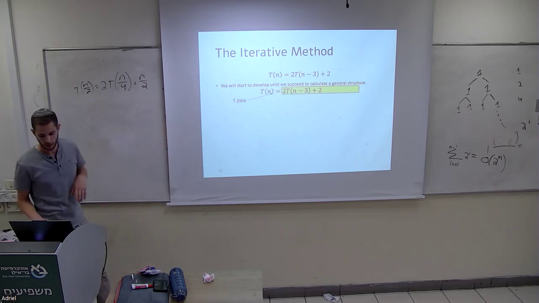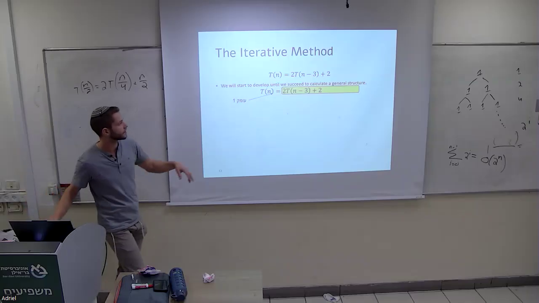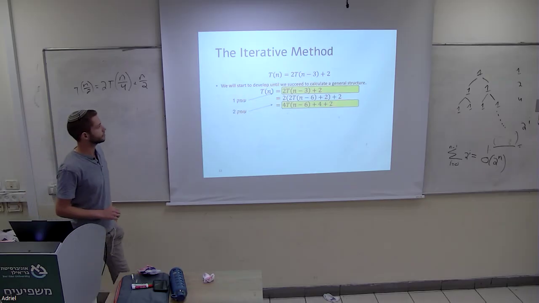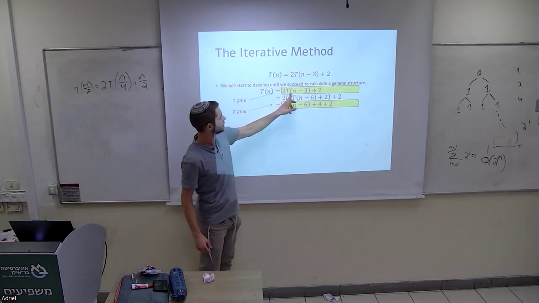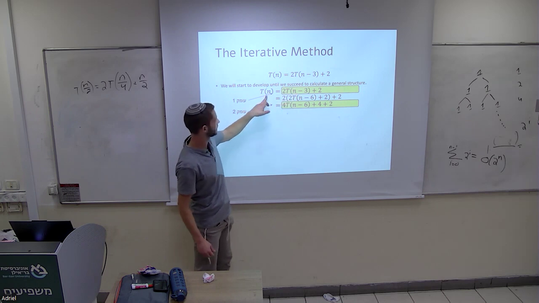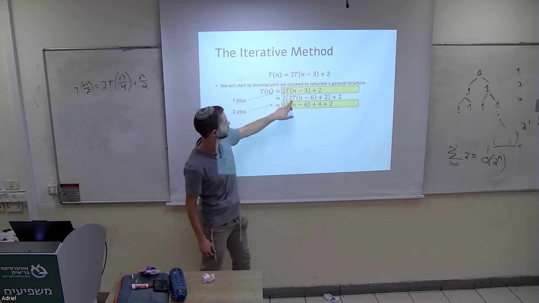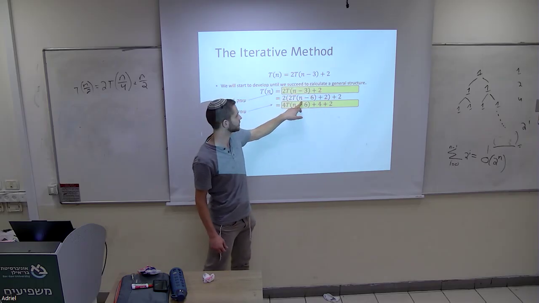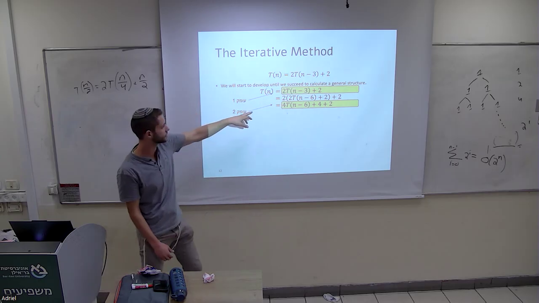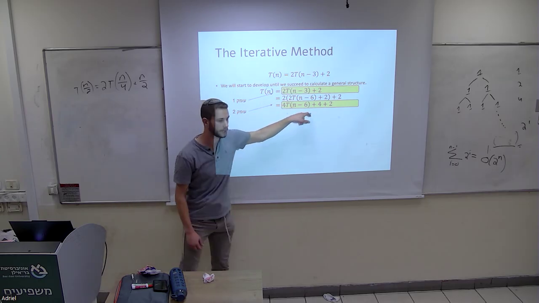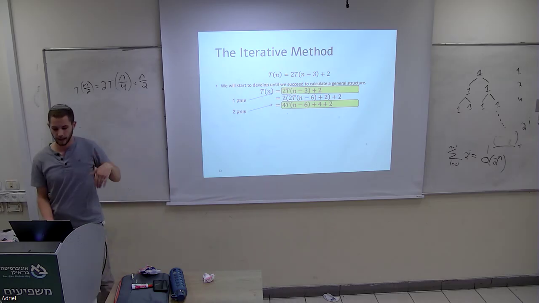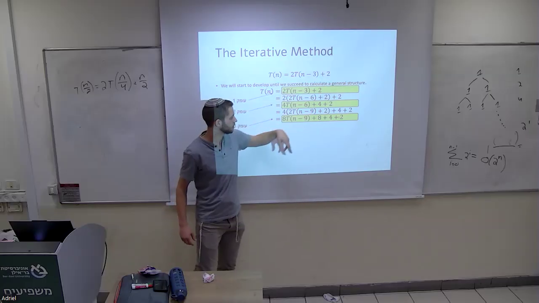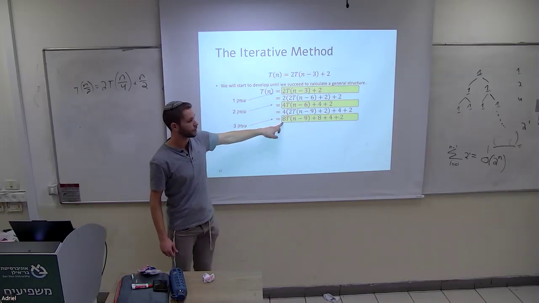So you just substitute T of n. We want to take this part and substitute into it. We're going to substitute T of n minus 3. We plug it in, and we get 2 times T of n minus 6 plus 2. We open up the parentheses, and we get this. Now we substitute T of n minus 6, and we get 2 times T of n minus 9 plus 2. We open it up, and we get this.